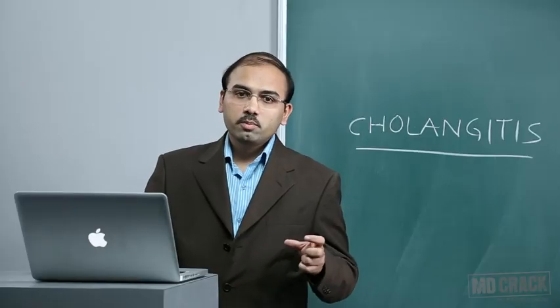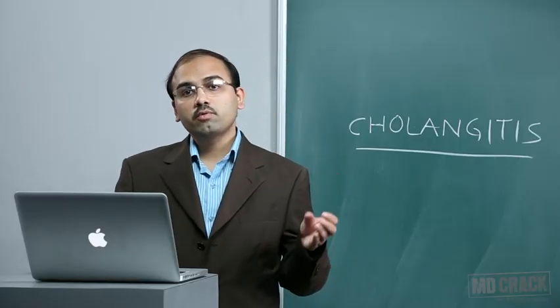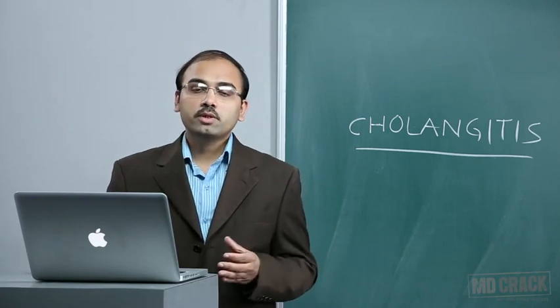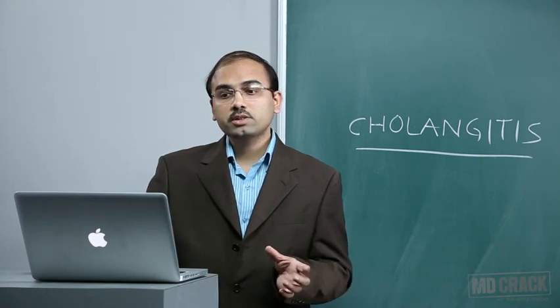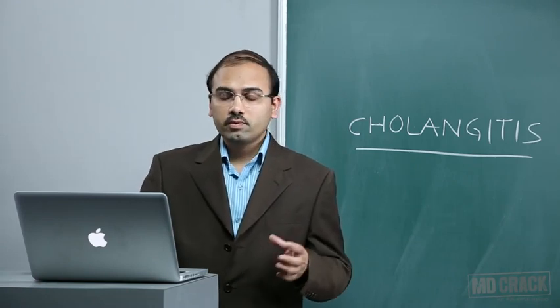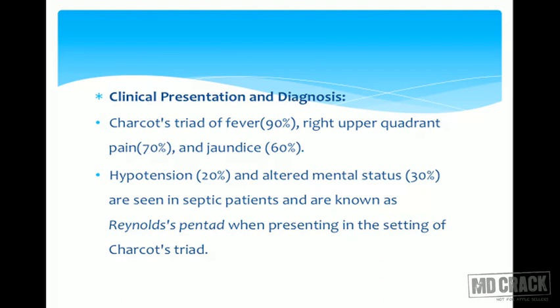So this percentage is very important because they may ask you in how many percent of patients in Charcot's trial you will get fever, or which is the most common presentation in Charcot's trial. It is fever. Whenever patients have hypotension along with altered mental status, which is seen in septic patients, these are known as Reynolds pentad. So whenever there are two additional features along with Charcot's triad, it is called Reynolds pentad. So these are mental obtundation and hypotension.